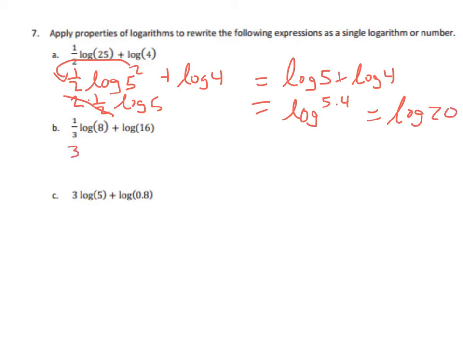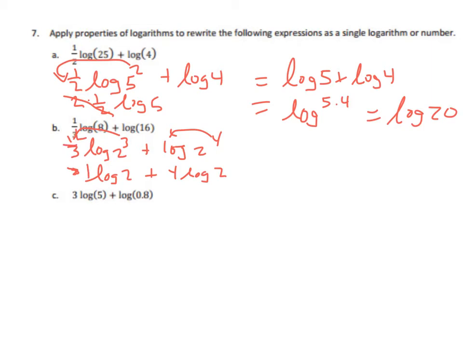This one I would apply the same way, 1/3 log of 8. Well, how can I rewrite the 8? Well, 2 to the 3rd power. And this one is log of 16 here, which is log of 2 to the 4th power. Take the 3, put it out in front. So 3 times the 3rd, they're going to cancel, right? And you're going to get just log 2 here. And you put the 4 out in front here, plus 4 log 2 here. So I basically got 1 log of 2 plus 4 logs of 2 equals 5 logs of 2, don't they?